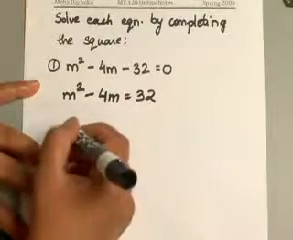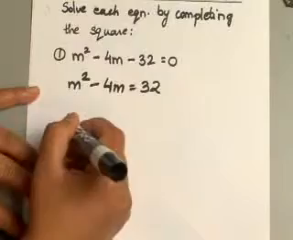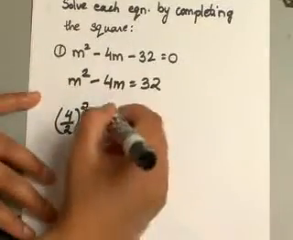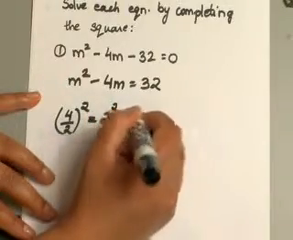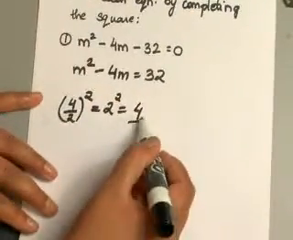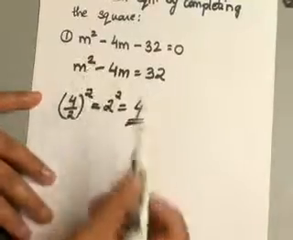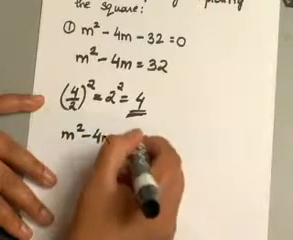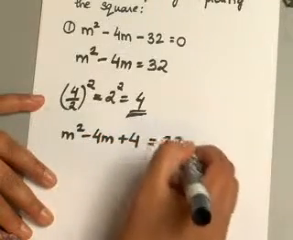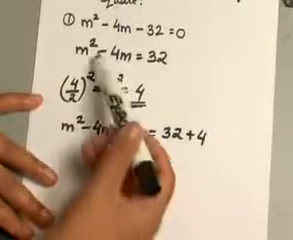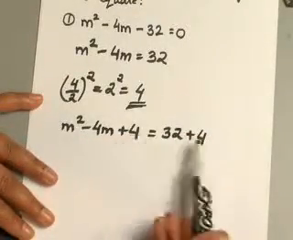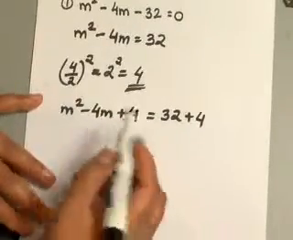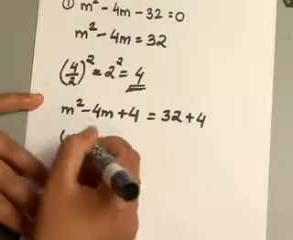And now you want to look at the coefficient on the middle term, which is the m term. So that's 4. You take 4, divide by 2, and square it. So 4 divided by 2 is 2, and when you square 2, you end up with 4. So we will add 4 on both sides of our equation now. So m squared minus 4m plus 4 equals 32 plus 4. You'll see we took our original equation and added 4 on both sides.